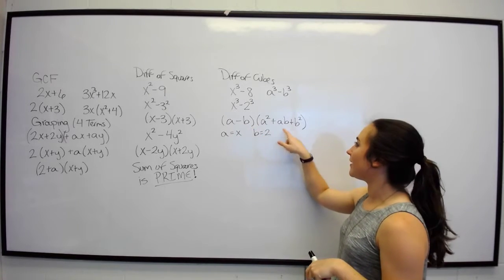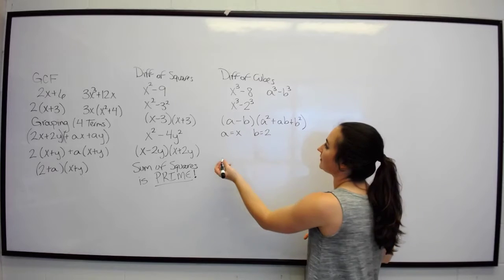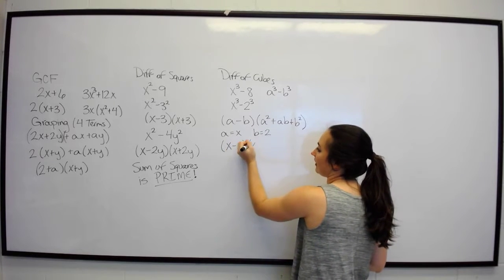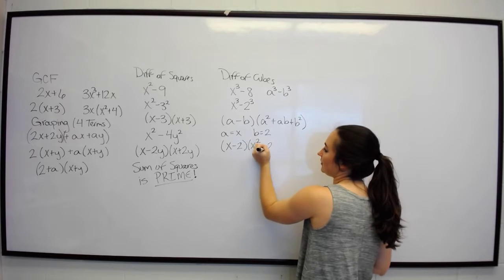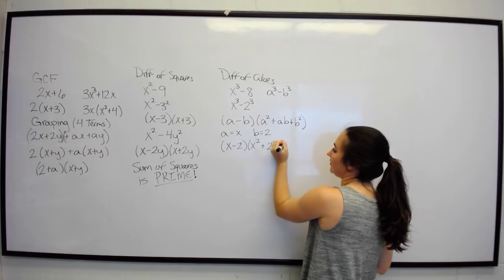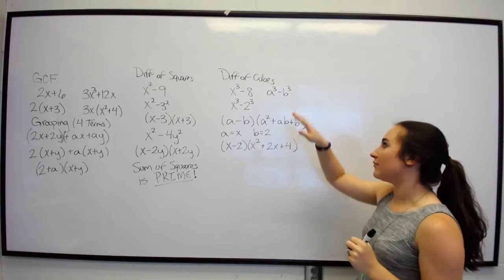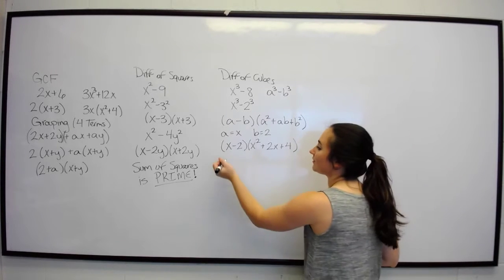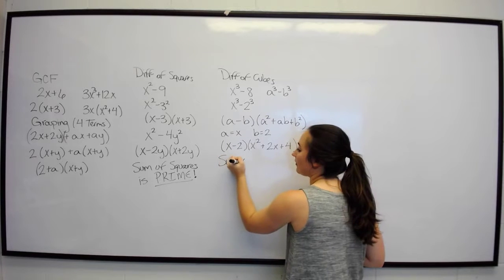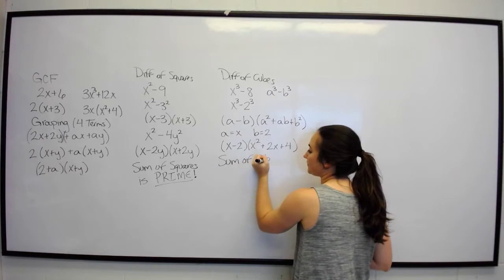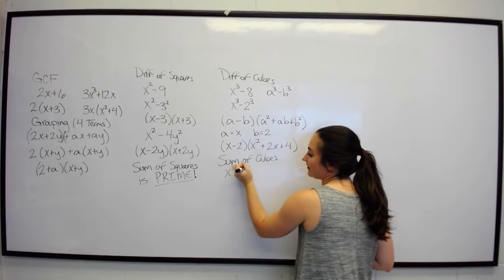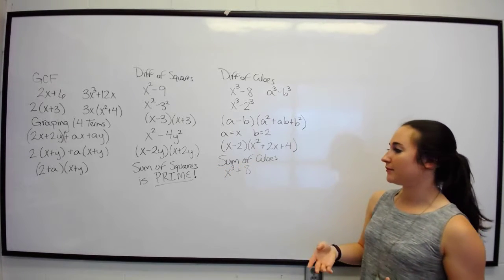And we don't have to worry about the signs, they take care of themselves. So here I'm going to have x minus 2 times x squared plus 2x plus 4. And that would be how you could factor a difference of cubes. It also works the same way for the sum of cubes. So say I have x cubed plus 8. We'll just use the same numbers.